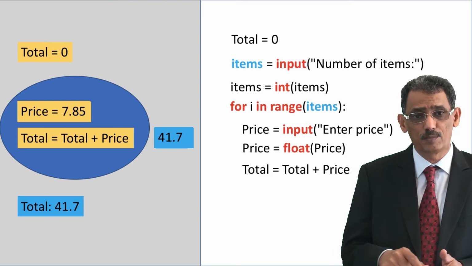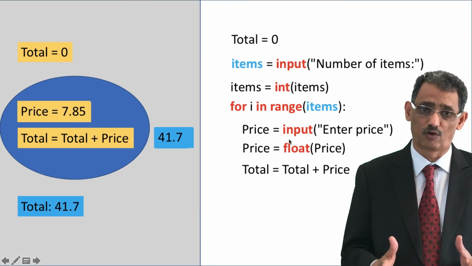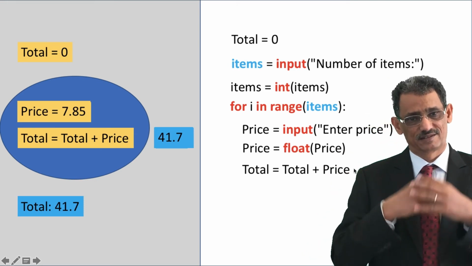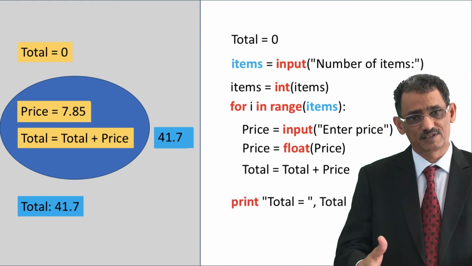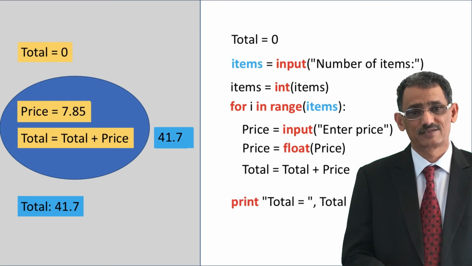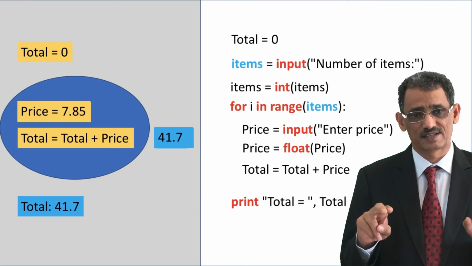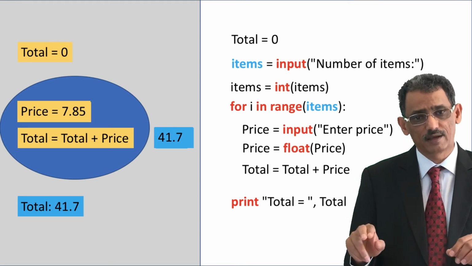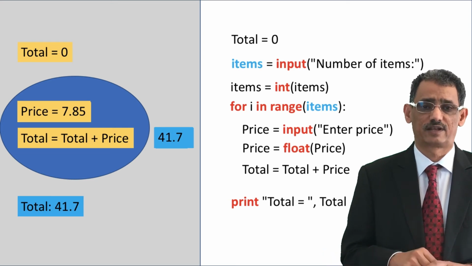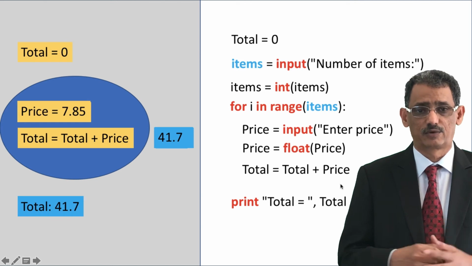Now, because there is a loop, these lines will be repeated for the number of items. When the loop is completed, say the user entered 5 and the loop repeated 5 times, then the result will be displayed. So we use print total between quotation marks, which is just a message on the screen, comma, and total, which is the variable we use to calculate our total. This is how it works.